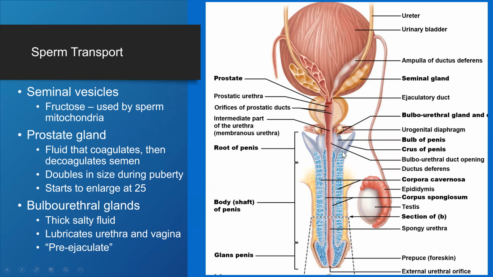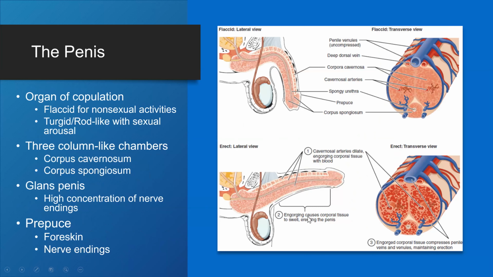Right, so you can see that's the crus of the penis, this is the bulb of the penis, and this is the urethra inside the penis. I think the next slide might show us the structure of the male urethra. Yeah, right here. The penis is the organ of copulation. It's flaccid for non-sexual activities and rod-like with sexual arousal. And it's made of 3 column-like chambers.